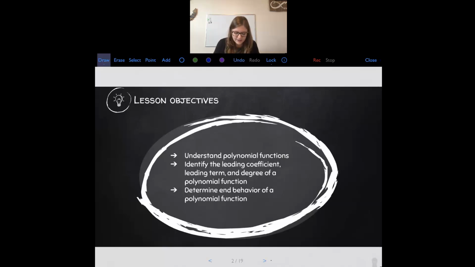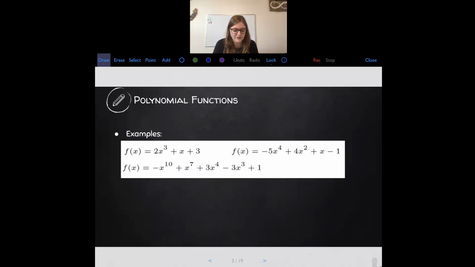Okay, so to get started, just some examples of polynomial functions. We have f of x equals 2x to the third power plus x plus 3, or something like f of x is equal to negative 5x to the fourth plus 4x squared plus x minus 1. f of x equals negative 10x to the 10th plus x to the 7th plus 3x to the 4th minus 3x cubed plus 1. So these are just some examples.